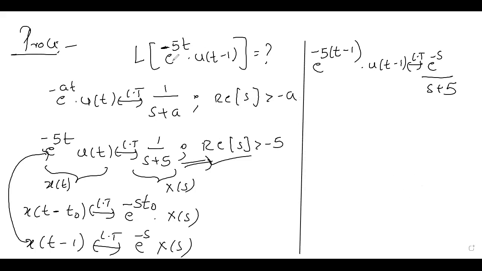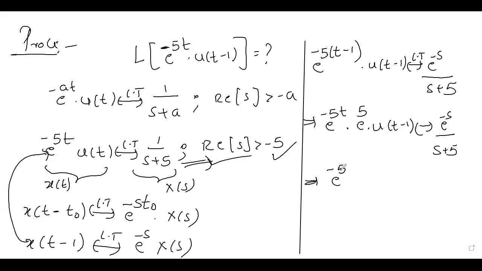Okay. But what is our required function? Only e power minus phi t should be there. What are the extra terms we have? Let us simplify it. e power minus phi t into e power plus phi, multiplying this minus phi inside, into u of t minus 1. Laplace transform is e power minus s over s plus phi. Same ROC will be there.